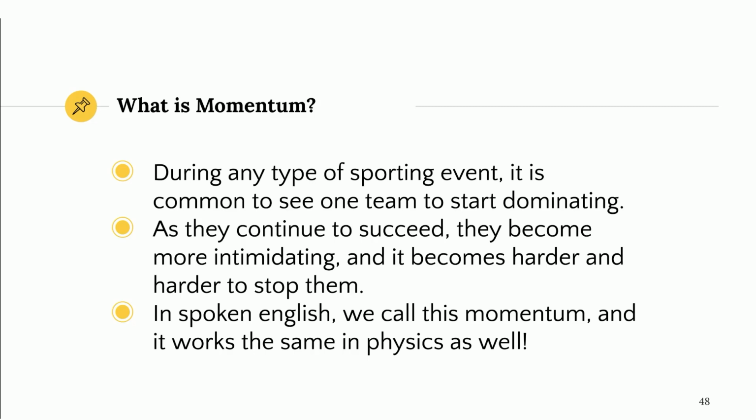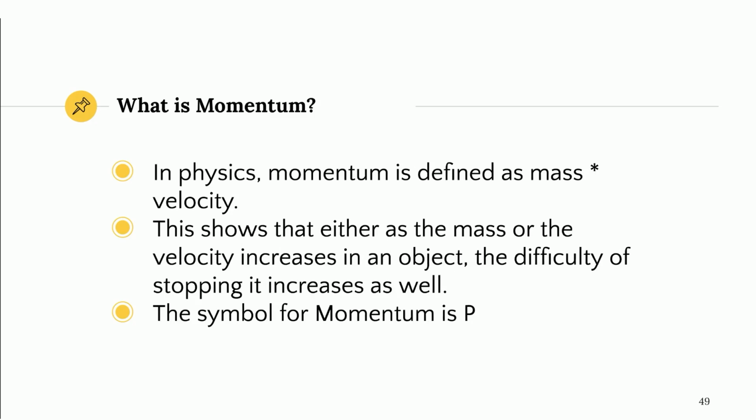In spoken English, we call this momentum. We say, oh, that team has momentum. And honestly, it works the same in physics as well. In the same way in which those teams are harder to stop, momentum in physics is just how hard it is to stop an object. So using math, the momentum is defined as the mass times the velocity. This shows that either as the mass or the velocity increases in an object, the difficulty of stopping it, or essentially its momentum, increases as well. The symbol for momentum is P for linear momentum, L for angular momentum.